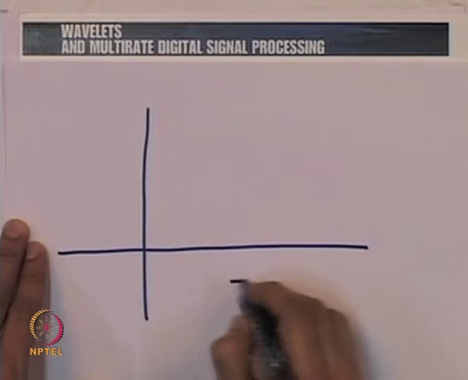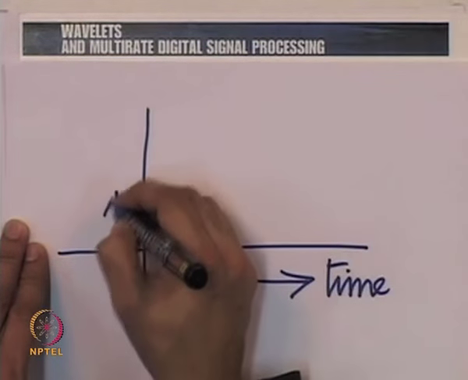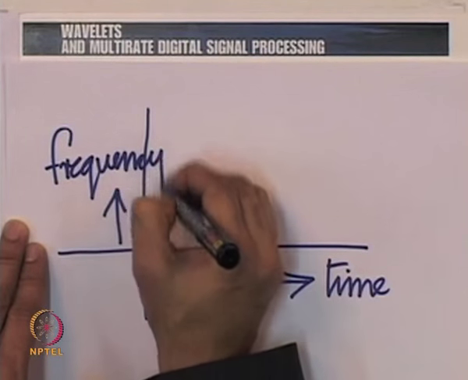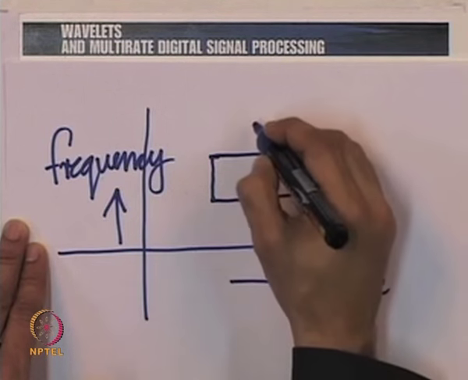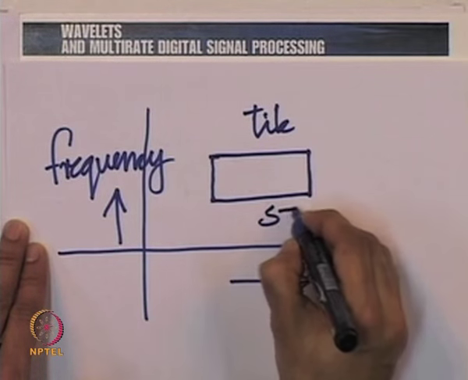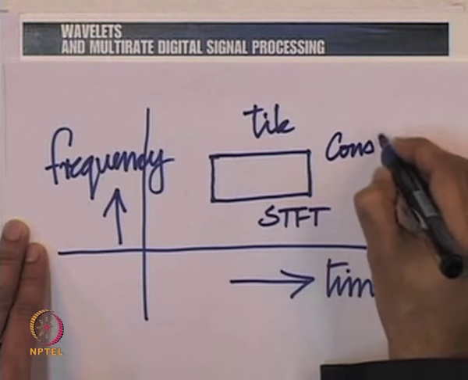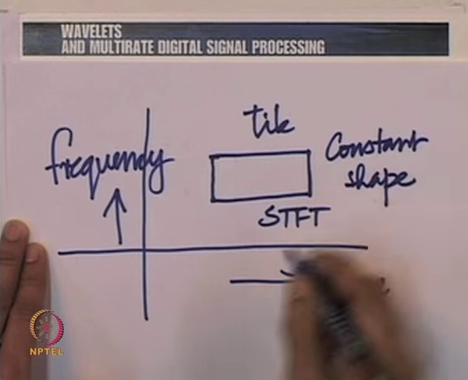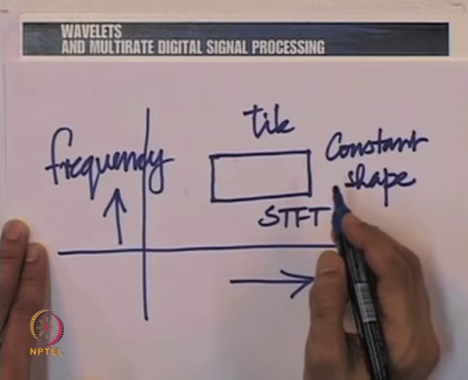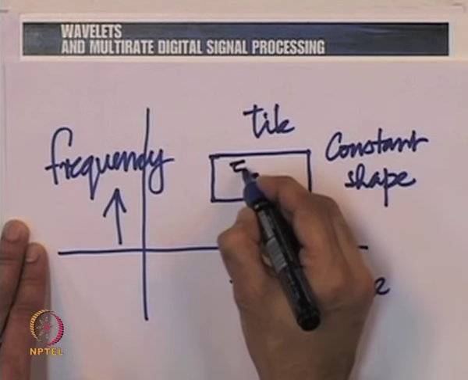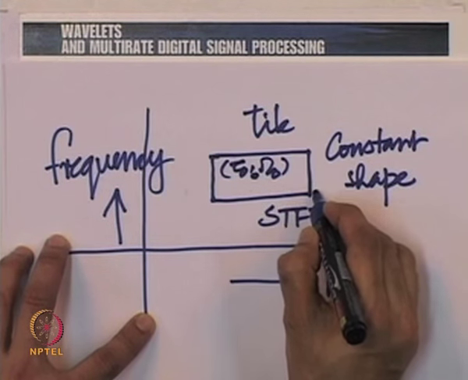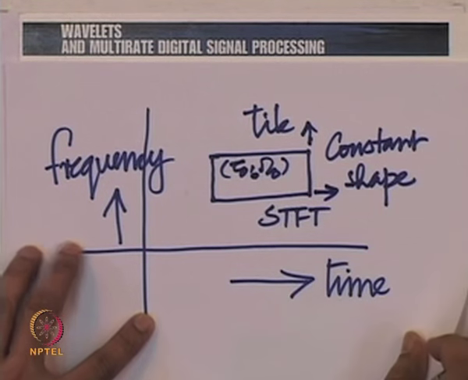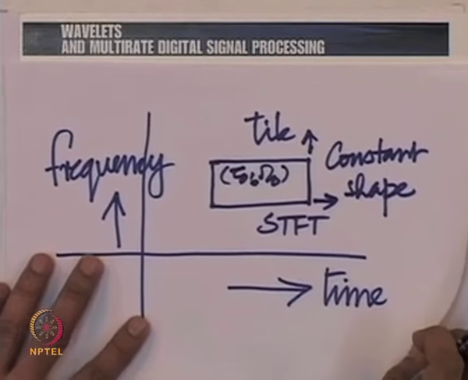So yesterday we saw that in the time frequency plane, the short time Fourier transform essentially moves a tile of constant shape. Constant shape means its height and breadth are fixed as a function of tau naught and omega naught. And essentially, you should visualize this tau naught and omega naught moving horizontally and vertically. So it's this very tile, just graphically to explain, it's this very tile that moves like this.